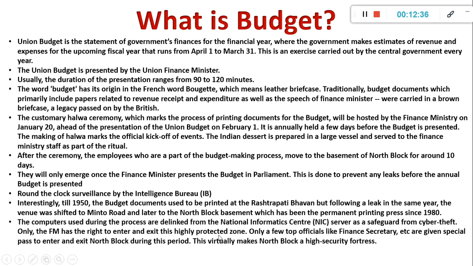Now, even the computers, I don't know the validity of the statement, I took it from a news article, even the central server is delinked from whatever is happening there. So not even a cyber theft can happen. It is that securely drafted every year, because the budget contains the future of this country, or how this government is going to run for the next one year.